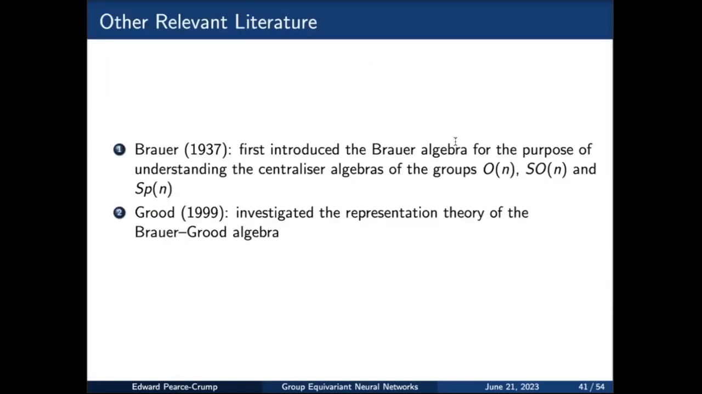So this work comes from Brauer, really. As I said earlier, he came up with this argument, but he did it for the centralizer algebra, right? So again, this endomorphism space from a k-order tensor to a k-order tensor that's equivariant to one of these groups. And then Cheryl Grude, much later on, studied the representation theory of something called the Brauer-Grude algebra. So a span is where you have k nodes at the top and k nodes at the bottom, but it's spanned by both of those purple and green diagrams, effectively. And that's related to the representation theory of SON.